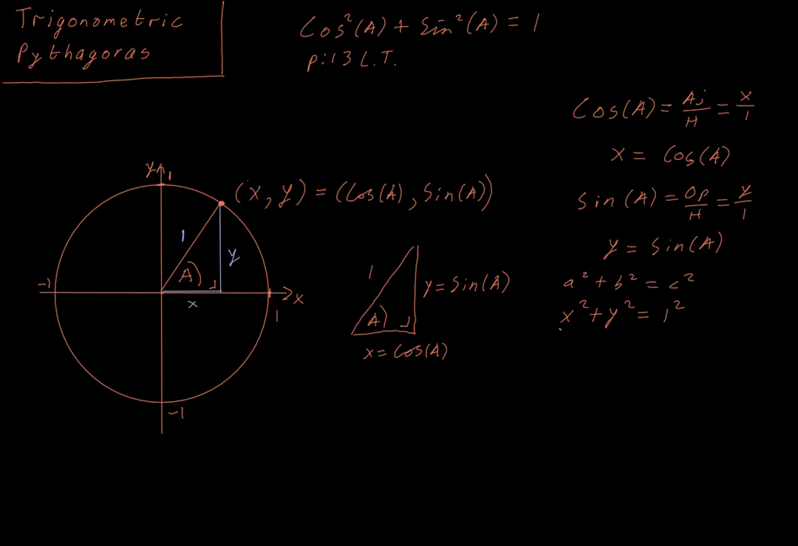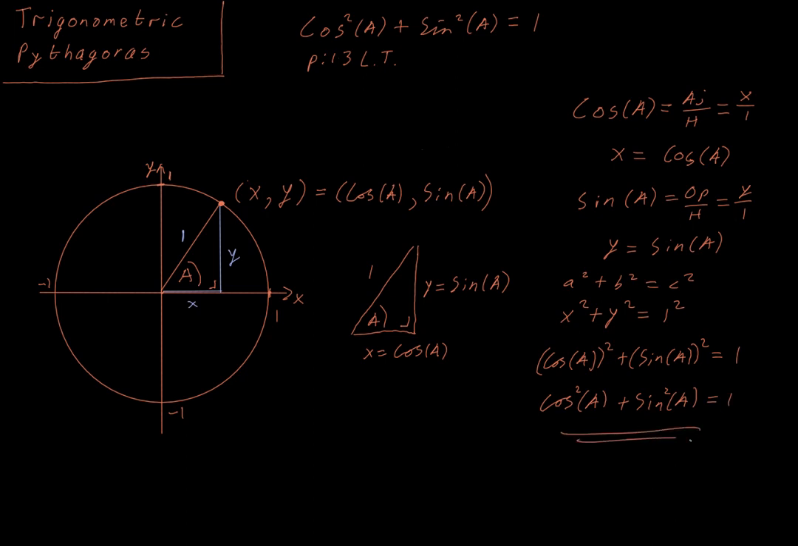And now we can substitute in our trigonometric version of this. Cos of A is our x, to be squared, plus sine of A for our y, to be squared. 1 squared is just 1. And the way that we usually write it is cos squared of A plus sine squared of A is equal to 1.